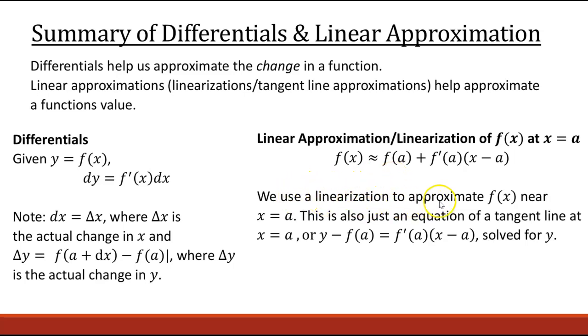So we use a linearization to approximate f of x near x equals a. It's just an equation of a tangent line. It's nothing new. It's just that y minus y1 equals m times x minus x1 situation solved for y, right? So that sort of wraps it up, and it's really important to understand the difference between the two, but also how they connect together, and just understanding that notation.